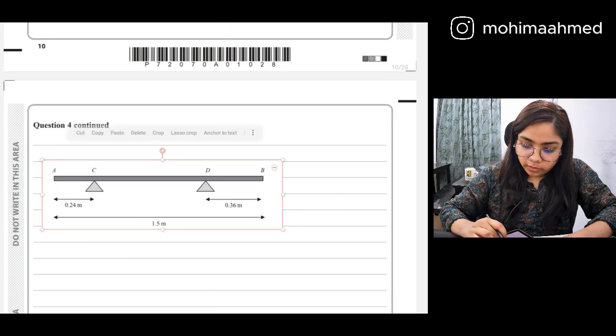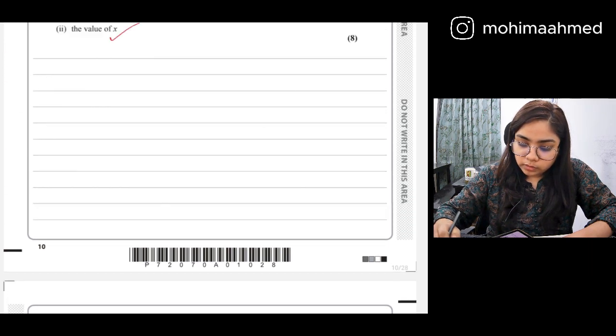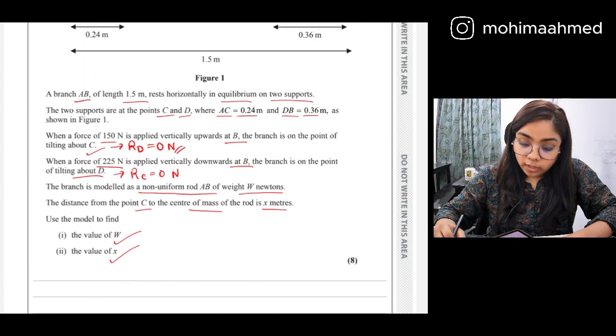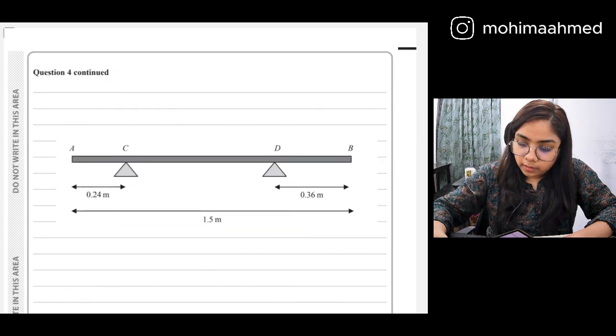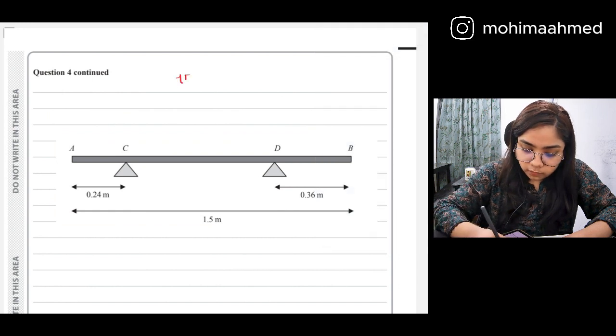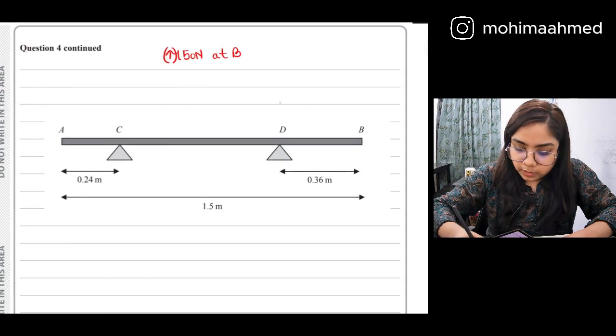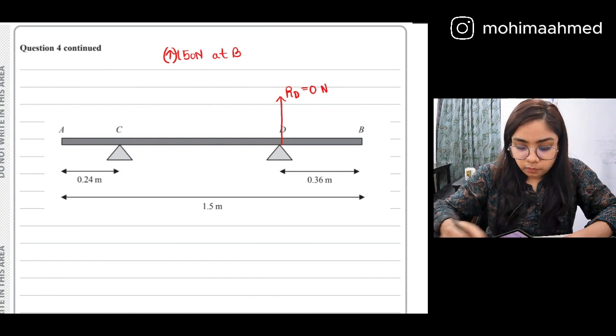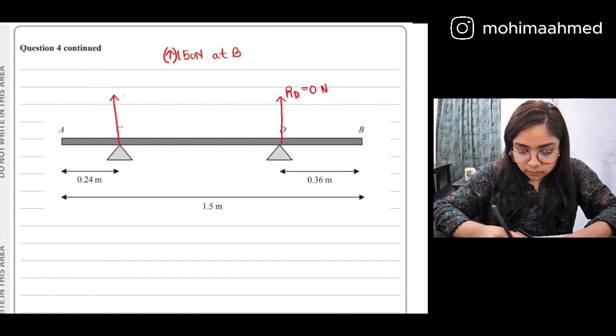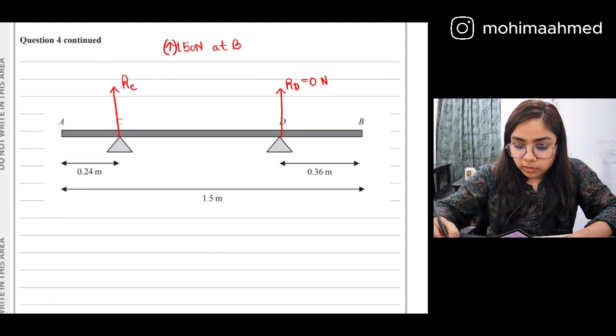Now this is the point where that 150 newton force was acting vertically upward at point B. Let me draw all the forces. That 150 Newton upward force at B. There's a reaction force from D, this is RD. In this situation RD was 0 Newton because it was about to tilt from point C. RC was also there. RC has a value, but we do not know that yet.